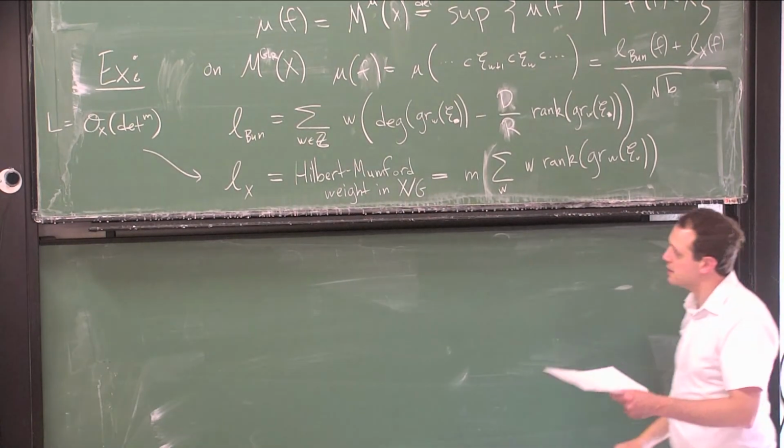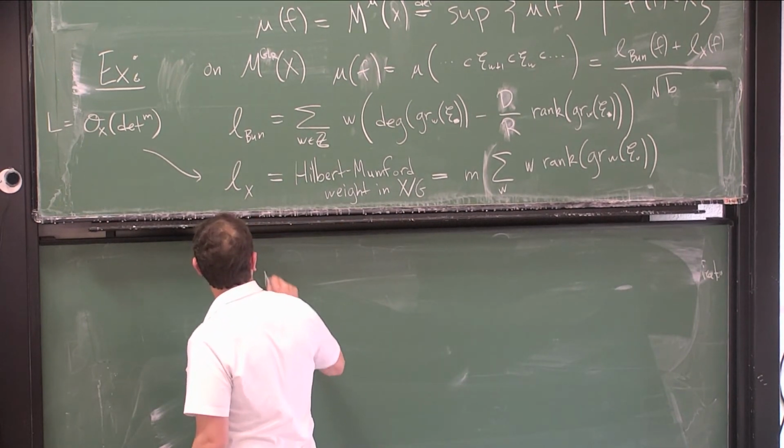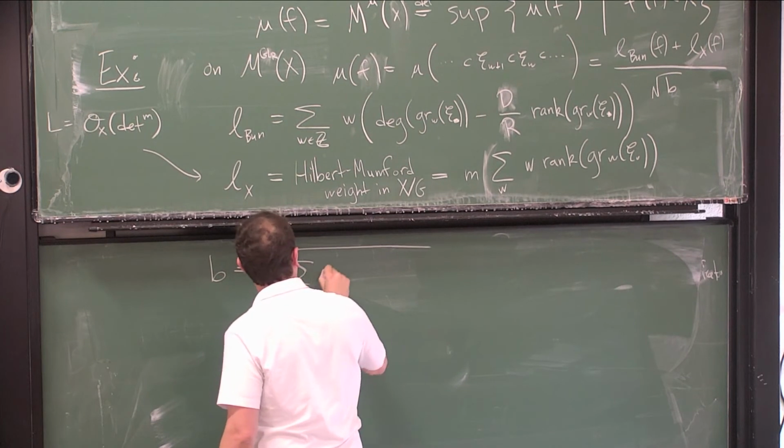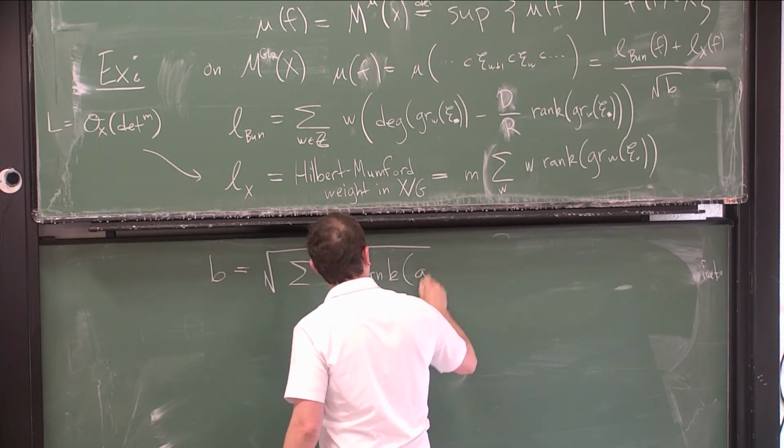So you can write this explicitly as a finite sum, and the norm here is the square root of the sum of w squared times the rank of the associated graded pieces.